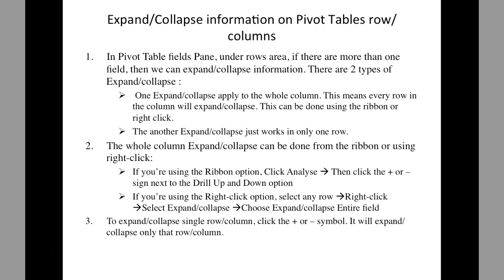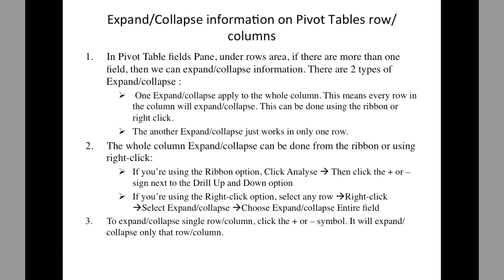This can be done using the tab at the ribbon. This expand or collapse is pictured as a plus and minus near the drill up and down option. Just clicking the plus will expand the entire pivot table, and the minus will collapse the entire pivot table. The same can be done by right-clicking. There, you have to choose Expand or Collapse Entire Field.